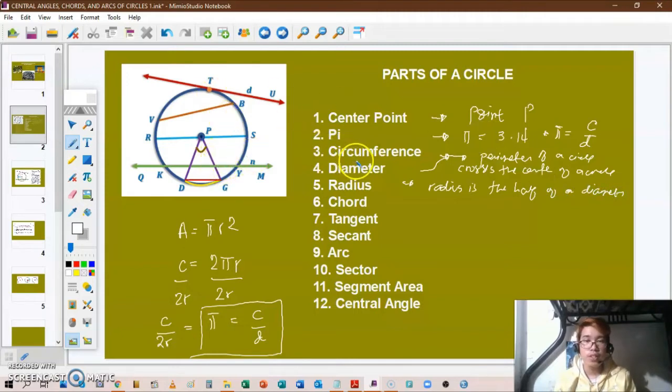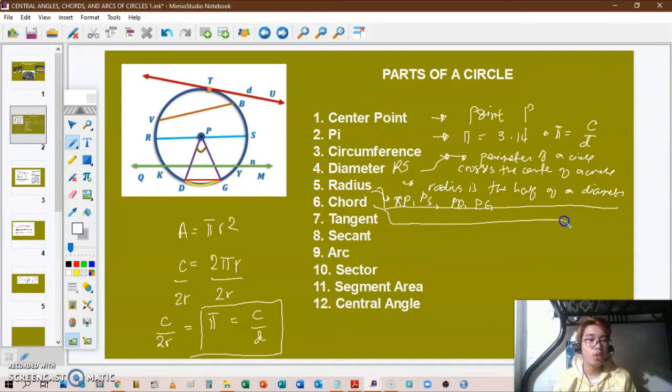We can't really measure the circumference here, but if we're given a value, we can compute for the circumference and pi. The diameter here is RS, the only diameter. We have 4 radii here: RP, PS, PD, and PG. If you notice, all of them have a point P, because the radius always starts at the middle.